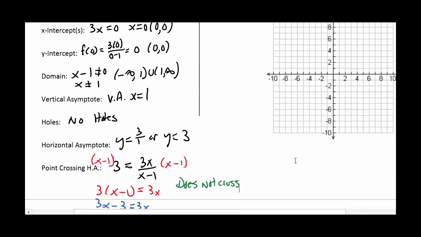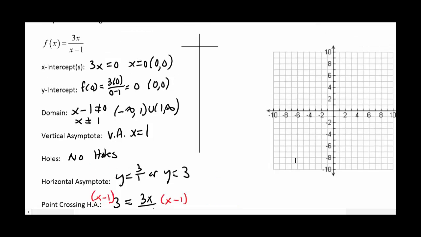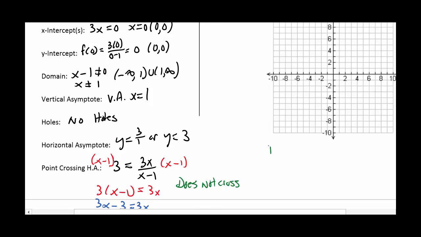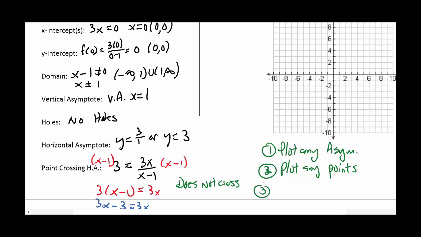All right, so let's come back up here and see what I know and what I need to know. So the first step, I'm going to say, is let's plot any asymptotes and then plot any points. We're going to do asymptotes and points first, and then we'll look at the chart.